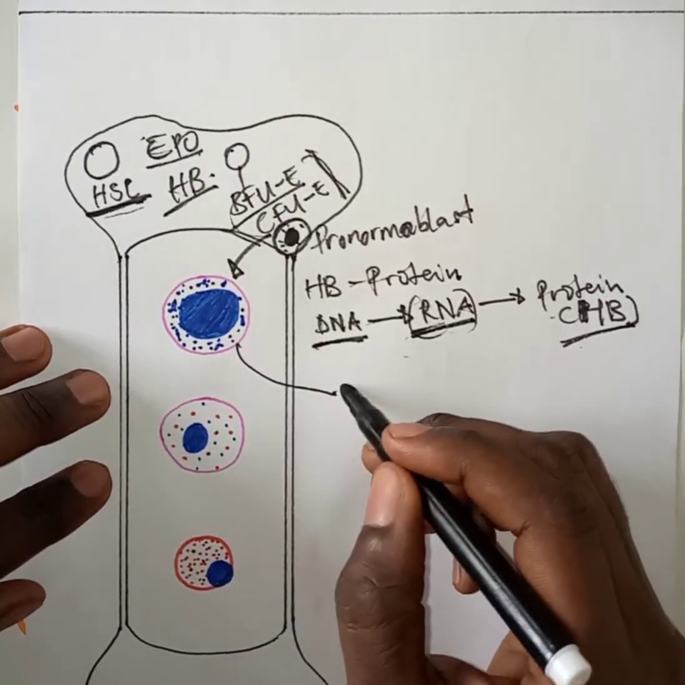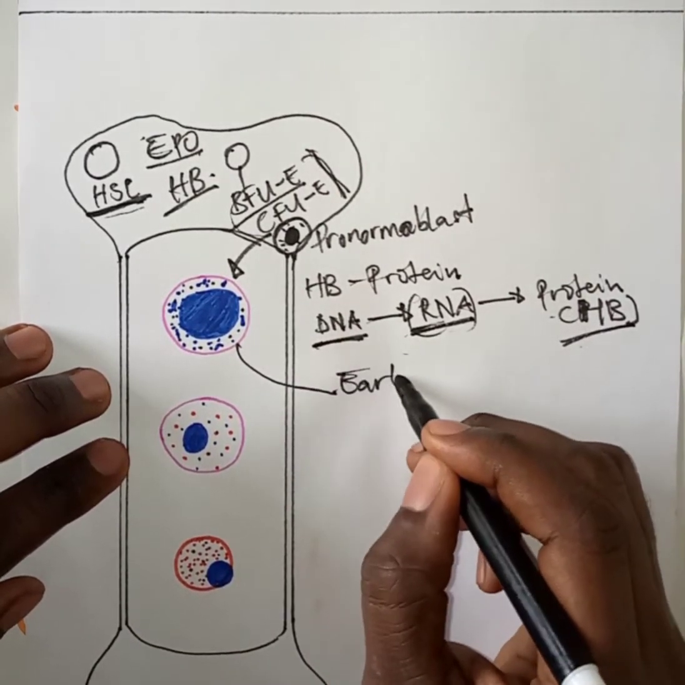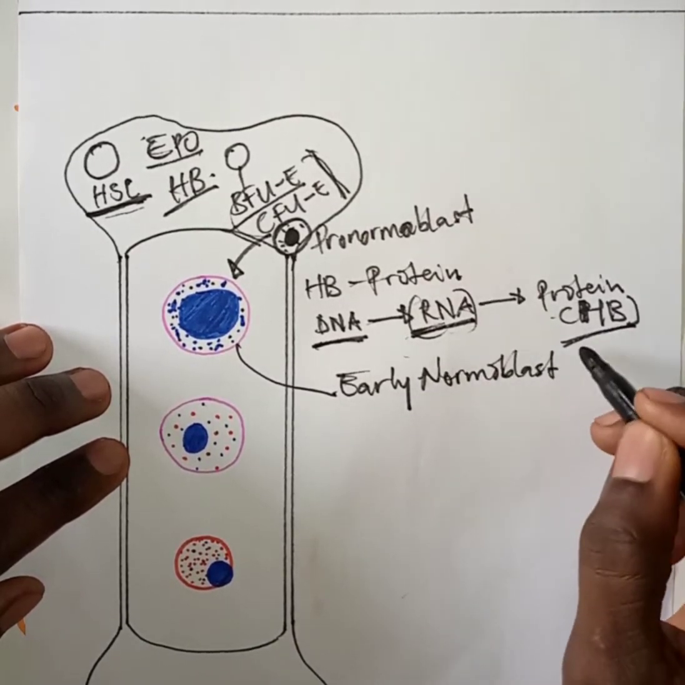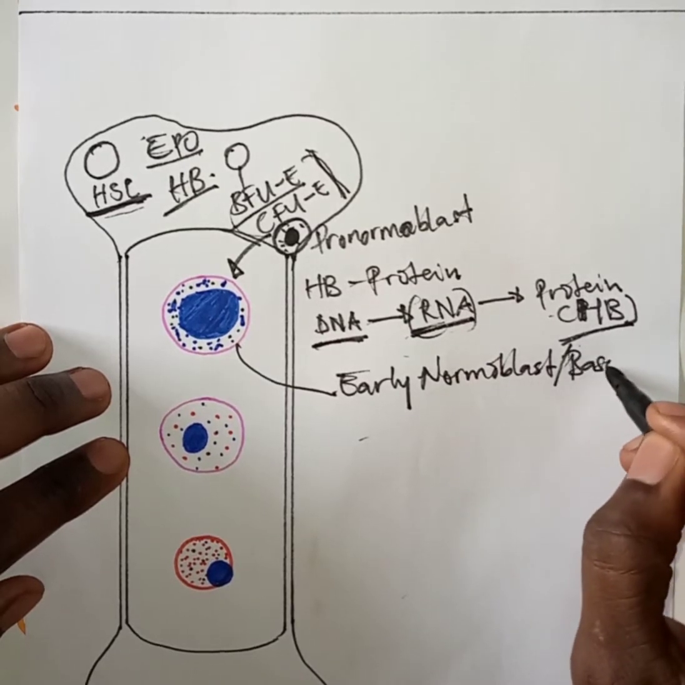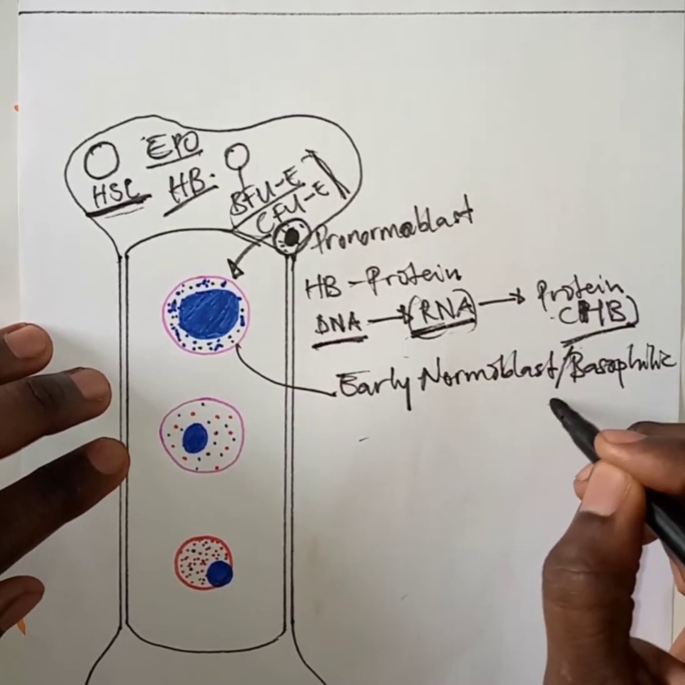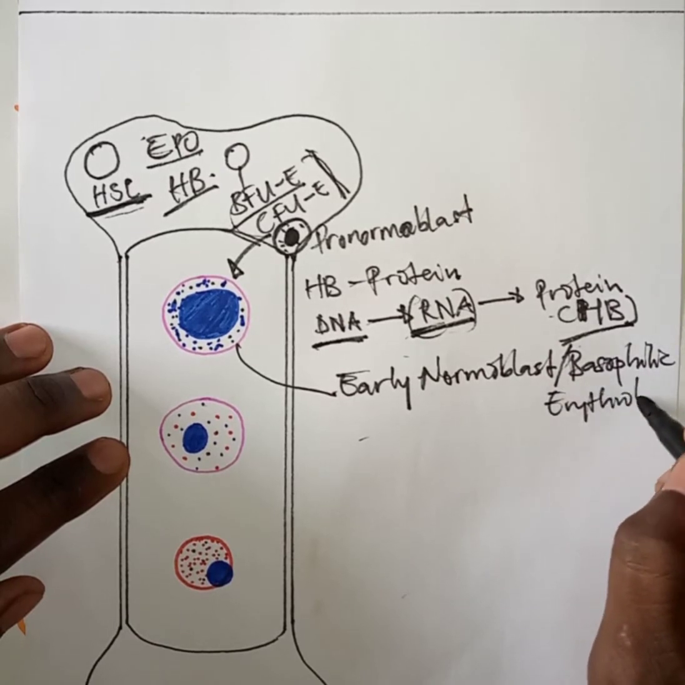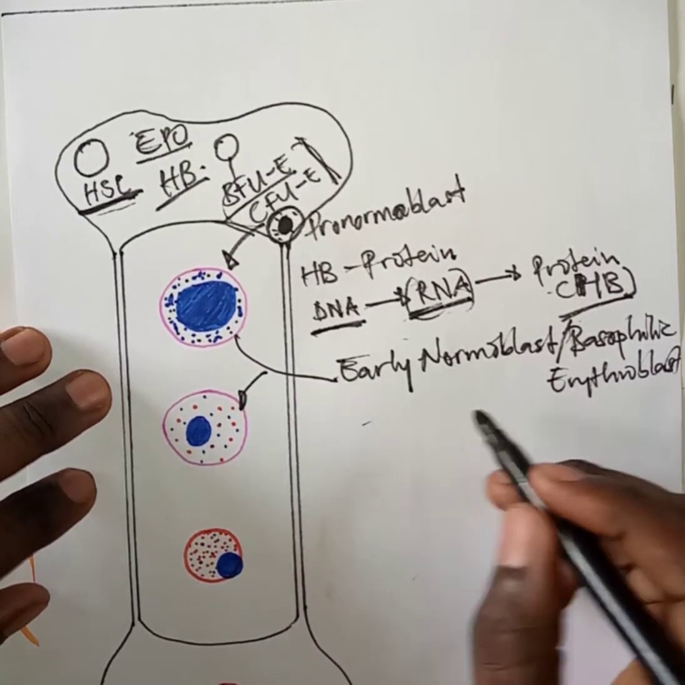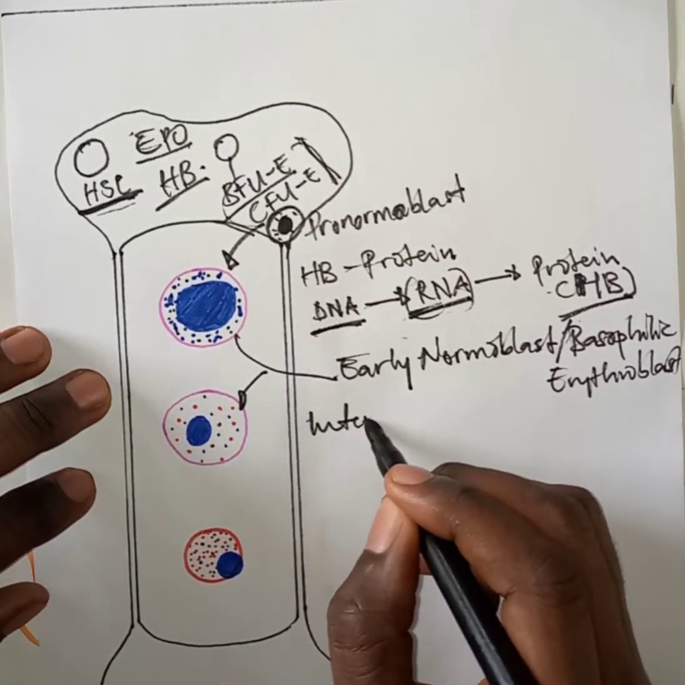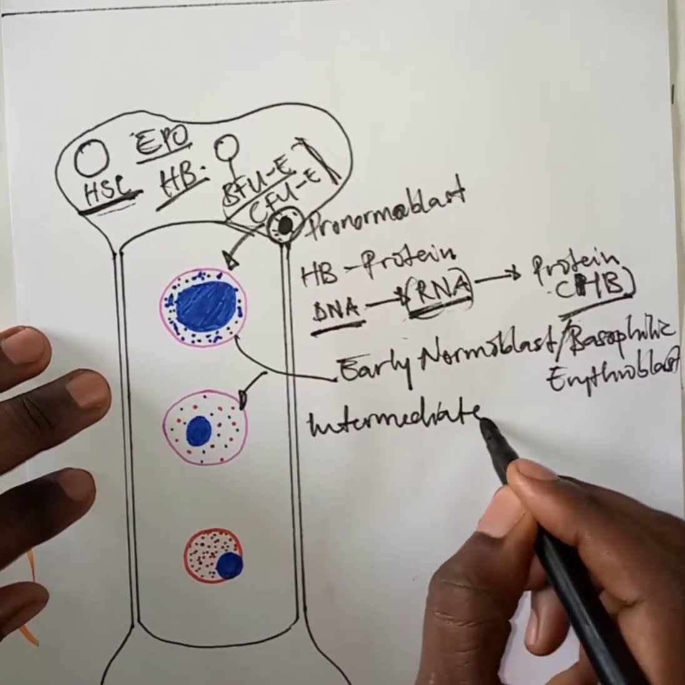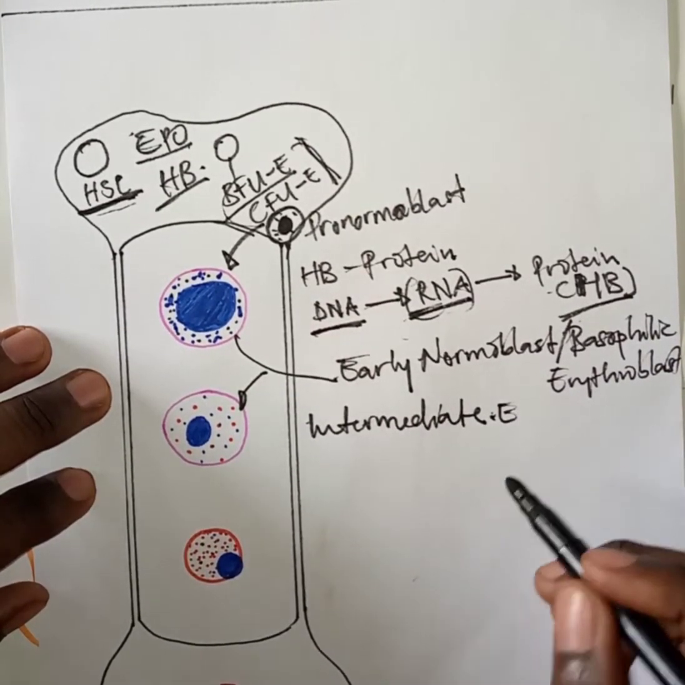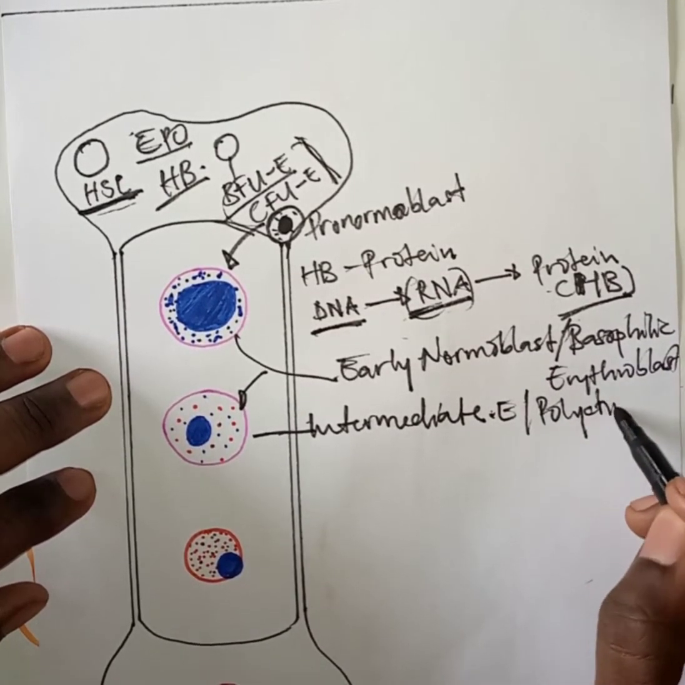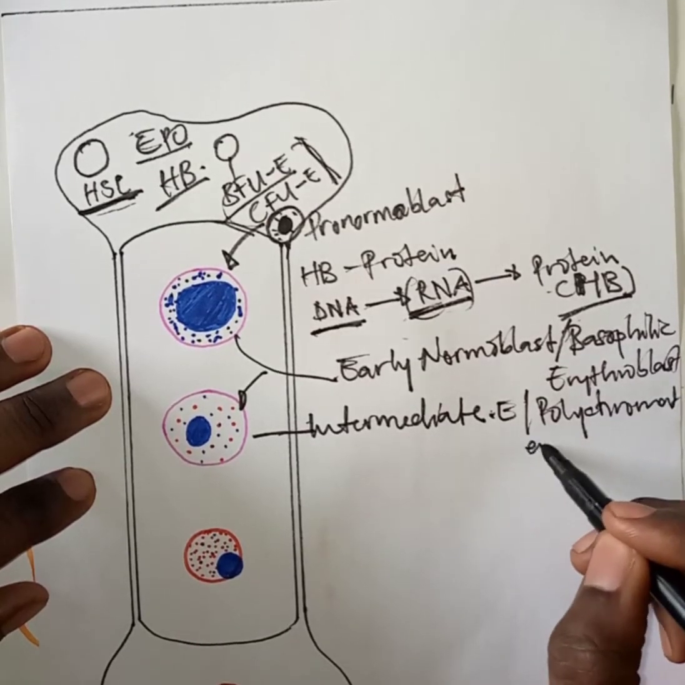We said this is the early normoblast, which can also be called basophilic erythroblast. This will give rise to an intermediate erythroblast, which is also called polychromatic erythroblast.